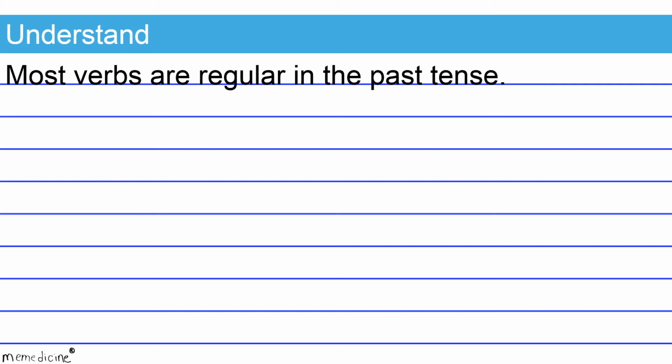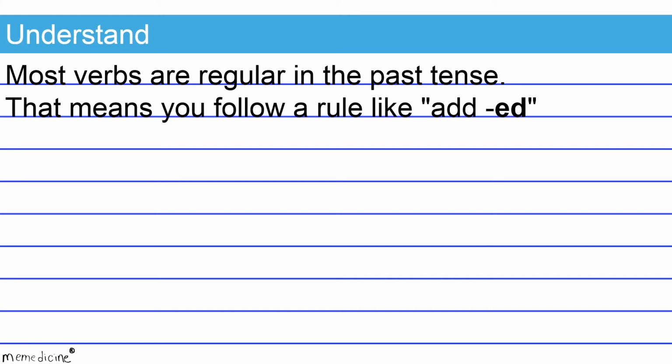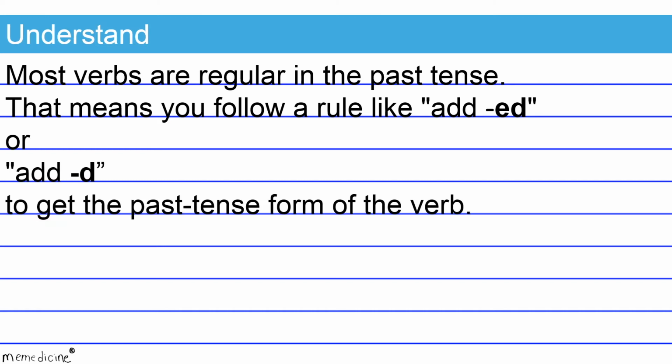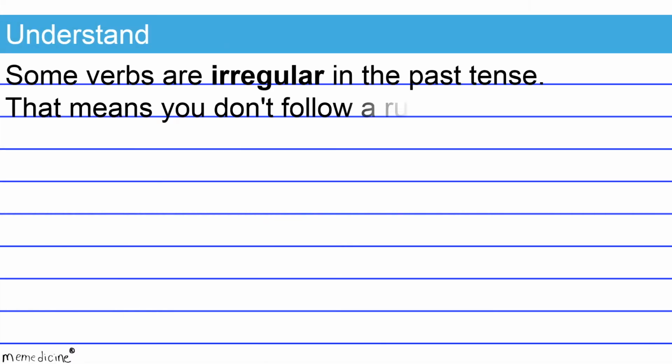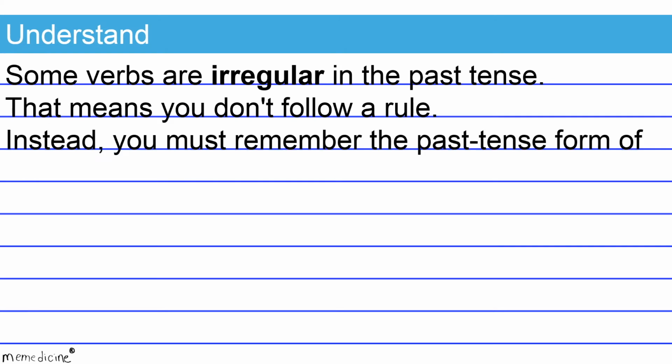Most verbs are regular in the past tense. That means you follow a rule like add -ed or add -d to get the past tense form of the verb. Some verbs are irregular in the past tense. That means you don't follow a rule. Instead, you must remember the past tense form of the verb.